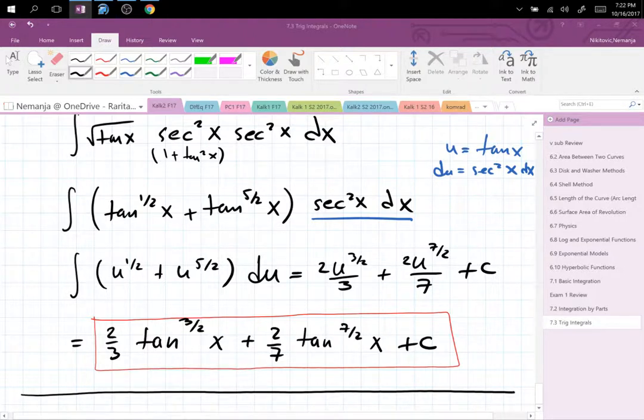I have to wait for everyone to stop writing for the next problem. Why is that u to the 5/7? I have 5 halves, 5 halves, and then 7 halves because plus 1.